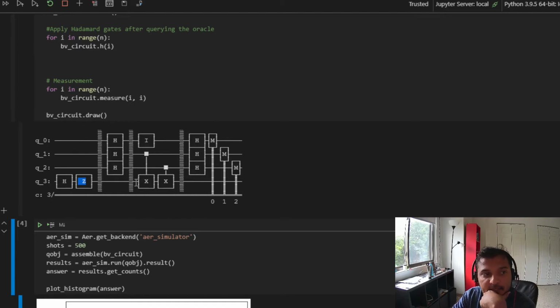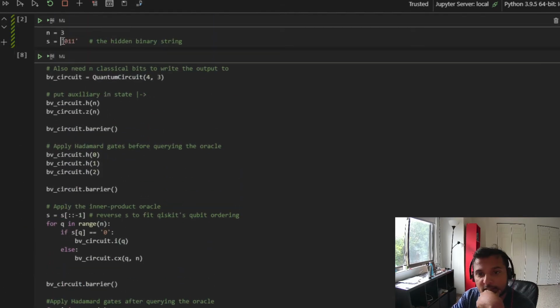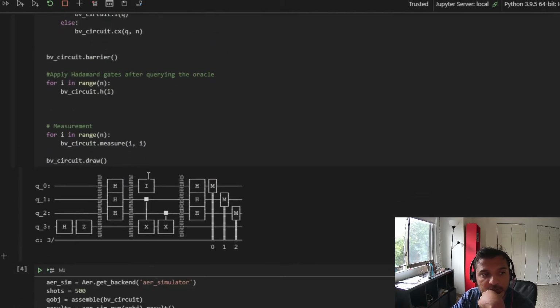Now, in the middle part, what we are doing is whenever the bit is 0, put an identity. The first bit was 0, because if I look here, S was 0, 1, 1. So the first bit was 0, put an identity. And the second and third bits were 1. That's why we are doing a C naught operation, where the control is this one.